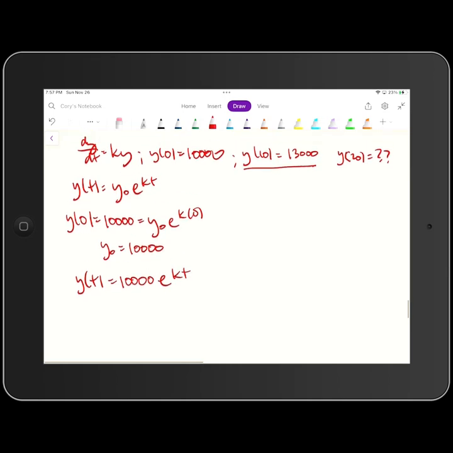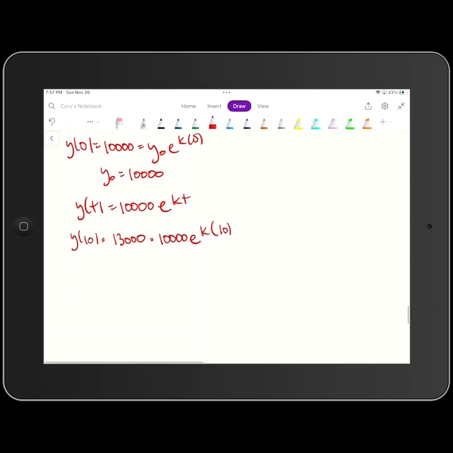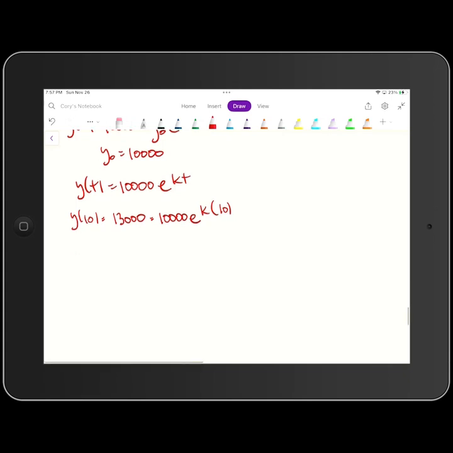Okay, so we know that y of 10 is equal to 13,000, and that's equal to 10,000 times e raised to the k times 10 power. So we're going to use that equation to solve for k. When I divide both sides by 10,000, we get 13 divided by 10. You can write that as 1.3, that's fine, and it is equal to e raised to the 10k power.